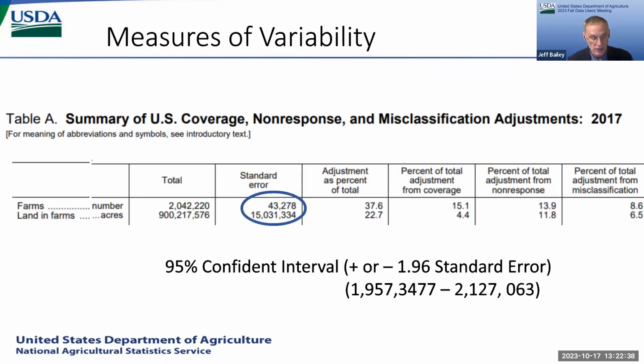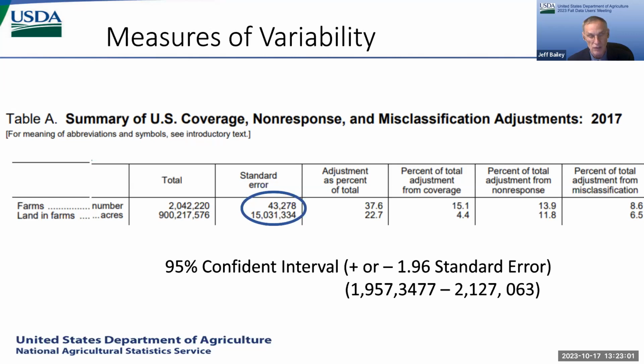So table A of the appendix also provides the measure availability for those major items, the measure of errors due to the weighting adjustments. The standard error for farms in the 2017 Census of Agriculture was 43,278. And we published that standard error for all the major items.